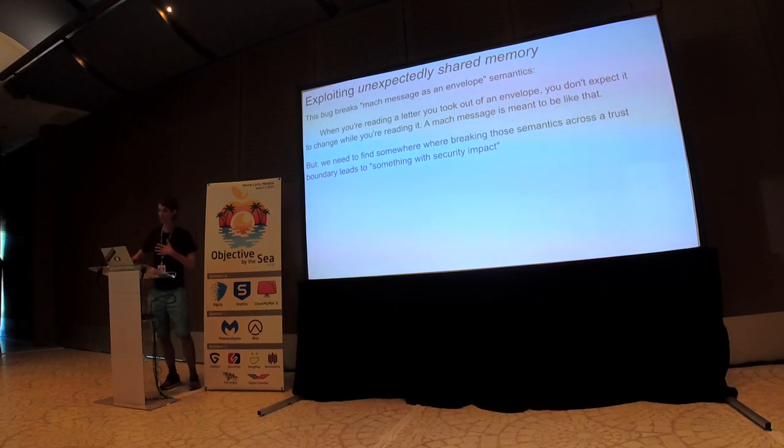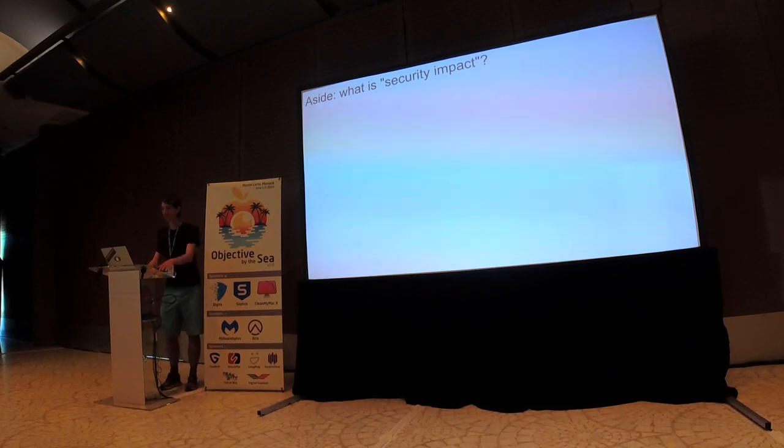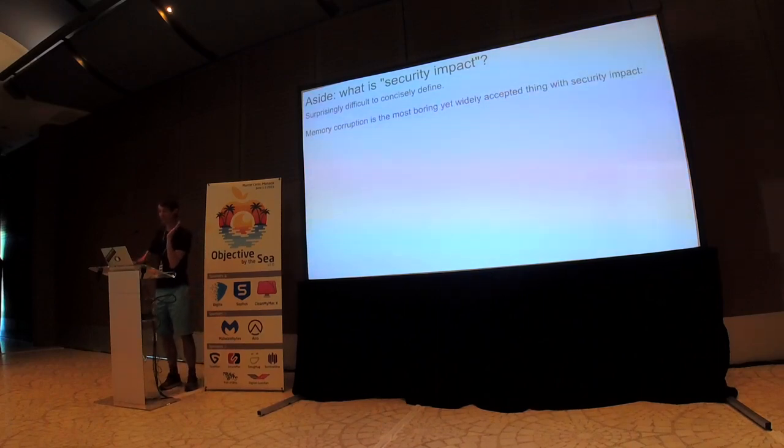So we're not done yet, though, because we need to find somewhere where breaking those semantics, i.e. breaking the fact that this is meant to be immutable, actually leads to something happening that has security impact, in air quotes. This is going to dive into a serious aside about what is security impact, but we'll quickly have a think about it. It's very difficult to define what security impact really means. Memory corruption is the most boring, yet widely accepted thing with security impact.